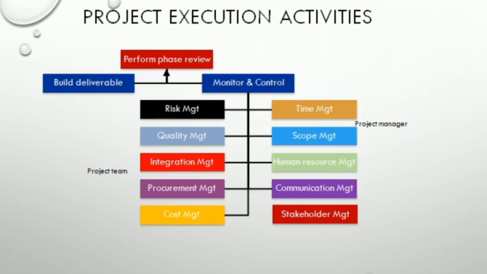Now this is the structure of the project execution phase. You as a project manager will be monitoring the time, managing the time, the scope of the project, the human resource, communication, stakeholders and the rest, while the project team will be integrating the project, the procurement management and all those things. As all these things are going on, you also are carrying out the monitoring and control. Once everything has been monitored and controlled to specification, it means what? That the objective has been delivered. So you perform a phase review to close the execution phase.